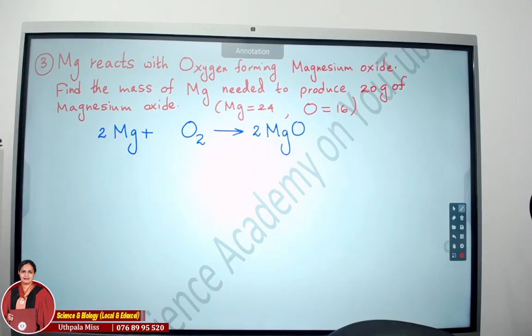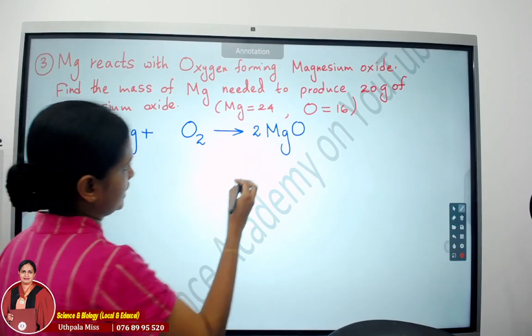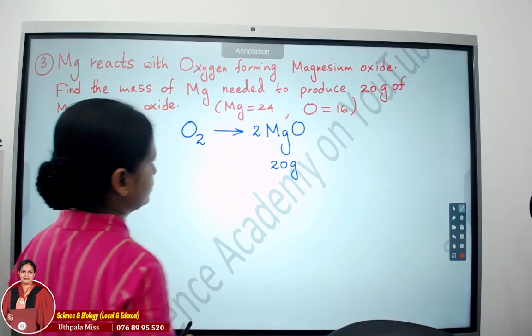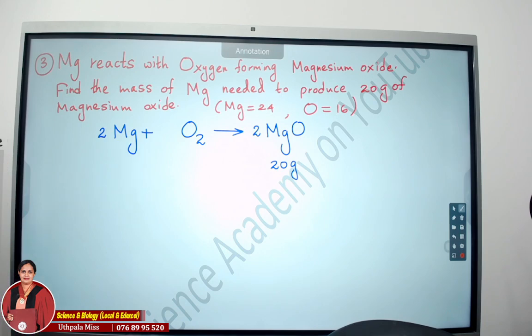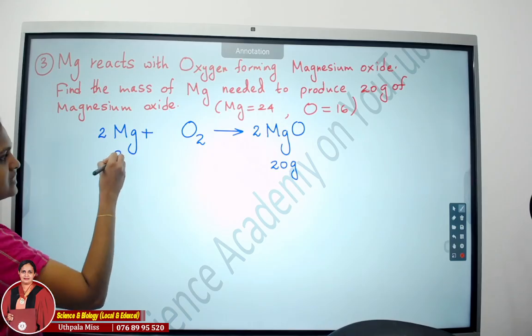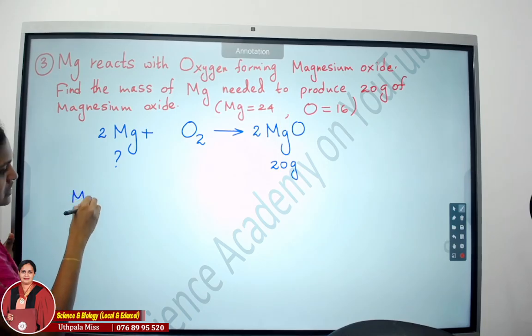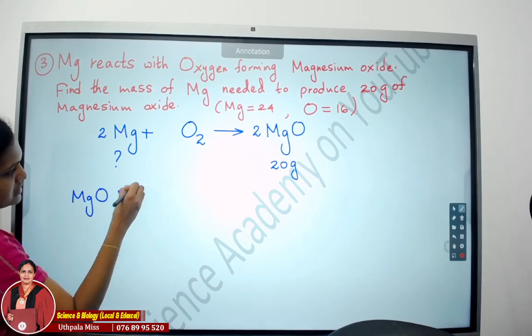Find the mass of magnesium needed to produce 20 grams of magnesium oxide. 20 grams of magnesium oxide should be produced. So what is the mass of magnesium? Find the mass of magnesium needed. Magnesium oxide is to magnesium.